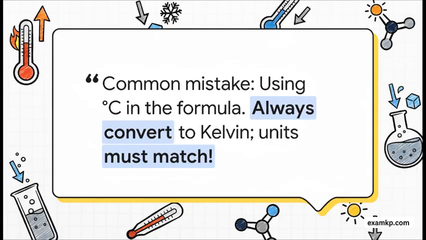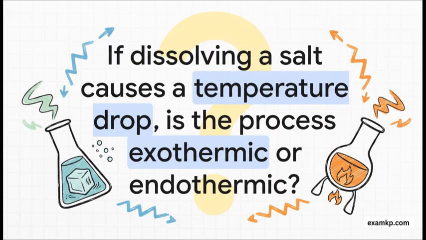You see the temperatures in Celsius? That's a trick. You cannot, under any circumstances, use Celsius in this formula. You have to convert it to Kelvin first. Just add 273. It's a tiny step that is the difference between getting the whole question right or getting 0 marks. All right, let's switch gears to a NECO question.